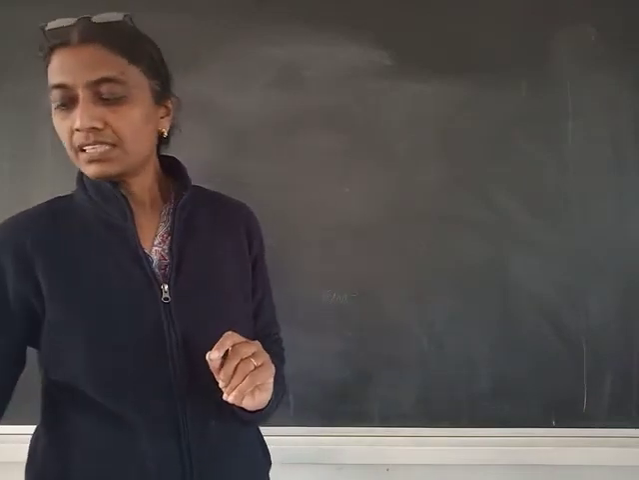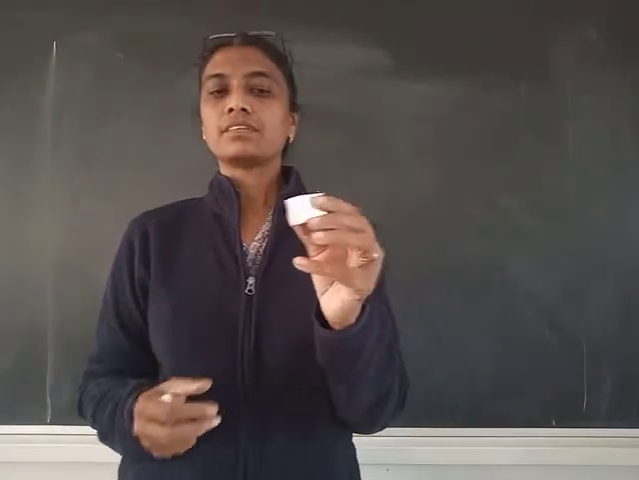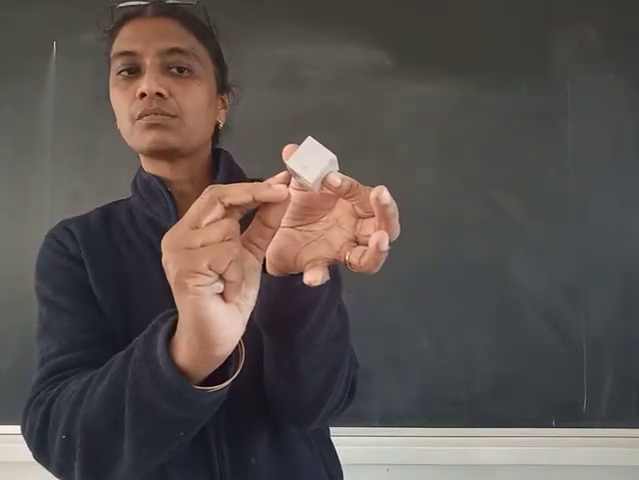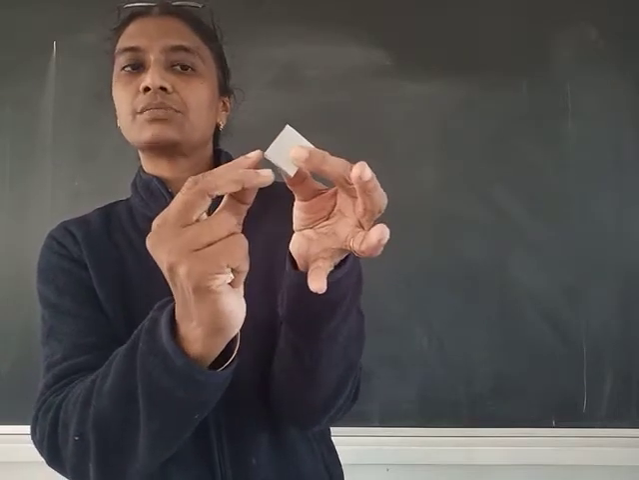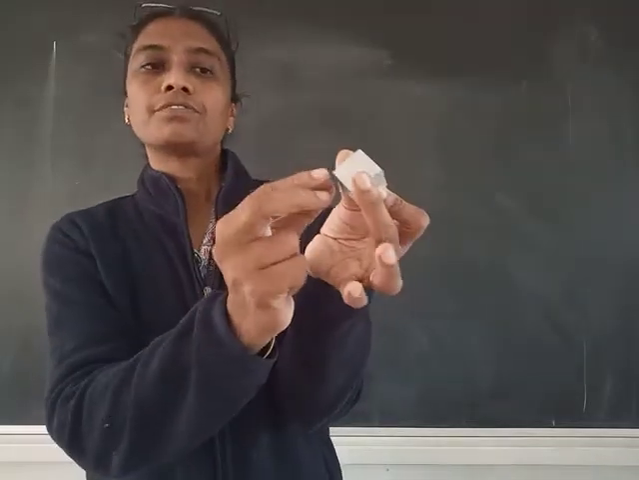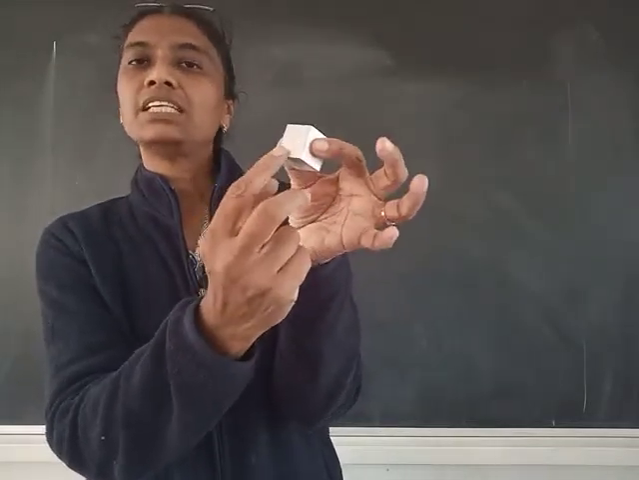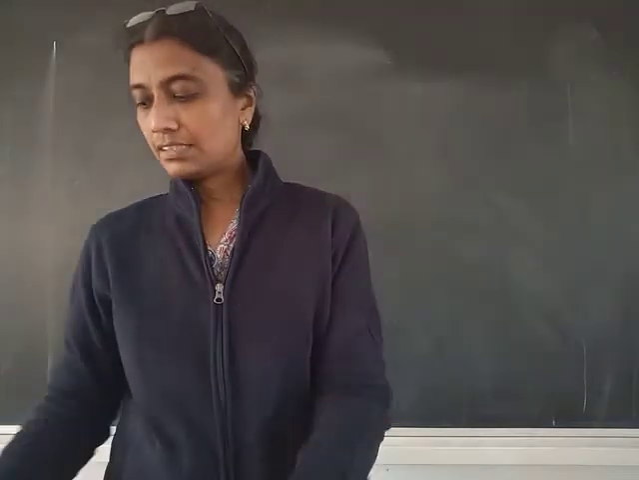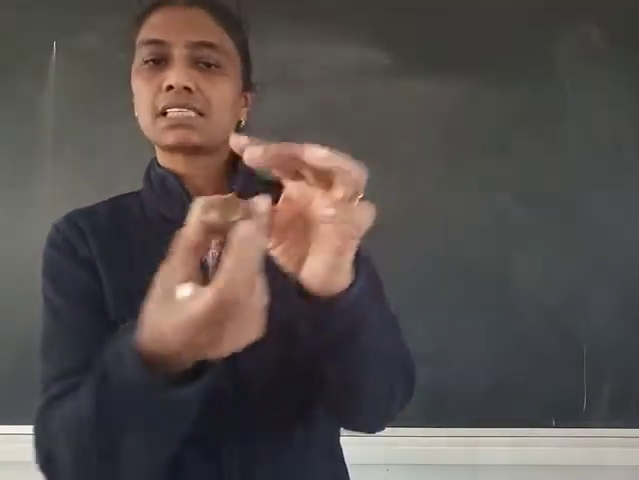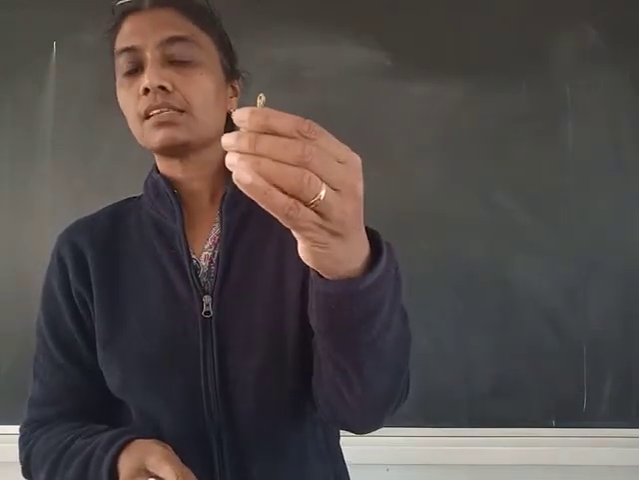Regular solids means the solids which have the length, breadth and all measurable. Okay, so in this the length is measurable, the breadth is measurable. It's a cube basically of maybe 1.5 centimeter. Okay, that's one. Then this is a cylinder. Okay, and this is a sphere.